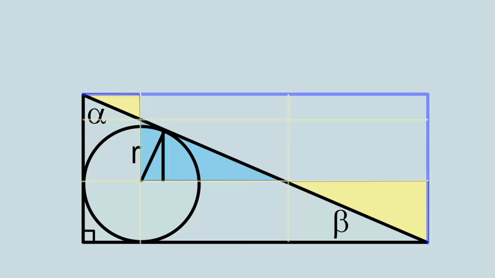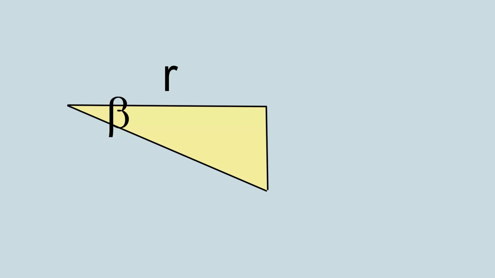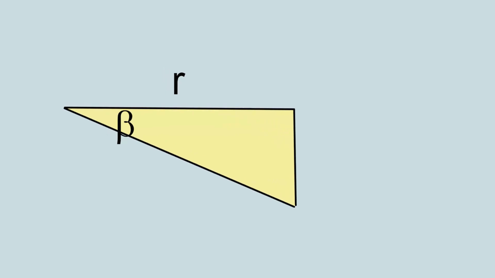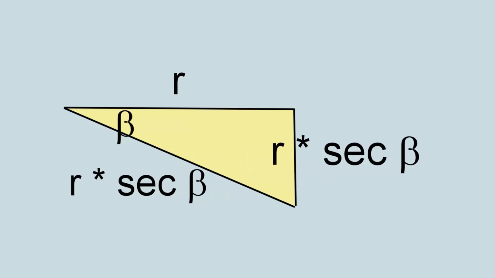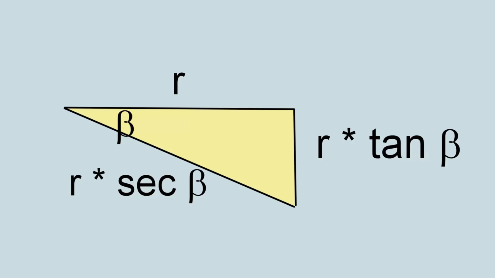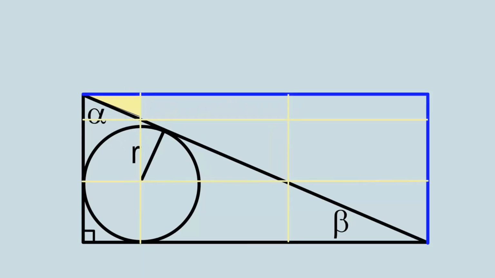and determine its dimensions. So we start with the one at the top, and we can see that one of its legs is equal to r, and one of its angles is equal to beta. So let's take a closer look at that. If that adjacent leg is equal to r, we know that the hypotenuse must be r divided by cosine beta, otherwise known as r times secant beta. And if the hypotenuse is r secant beta, we know that the side opposite must be r secant beta times sine, which is otherwise written as r tangent beta. So that's the first triangle that was left out of the area.